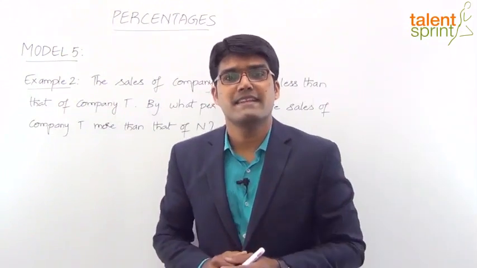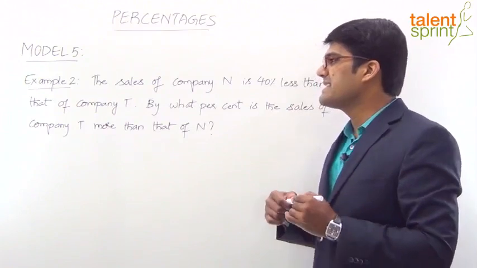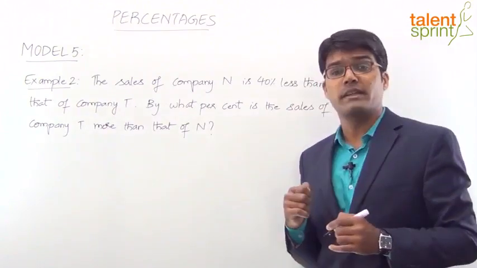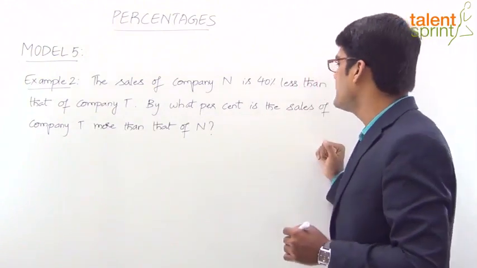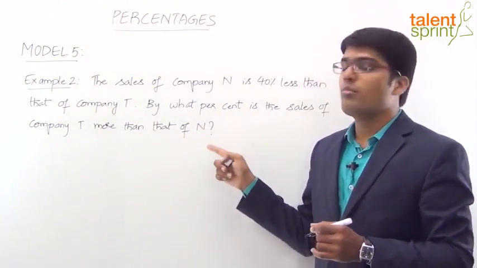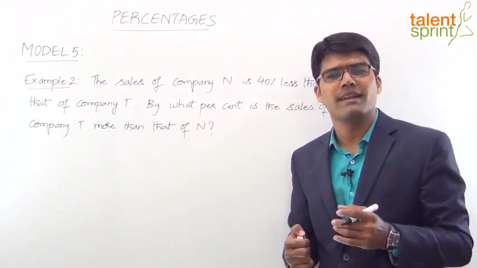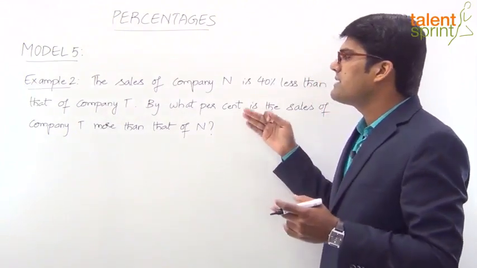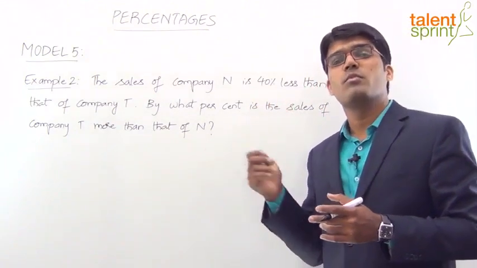Let us now take the second example from model 5 of percentages. The question here is, the sales of company N is 40% less than that of company T. By what percent is the sales of company T more than that of N? Quite similar to what we have done in example 1. It is just that N is 40% less than T. So by what percent is T more than N?